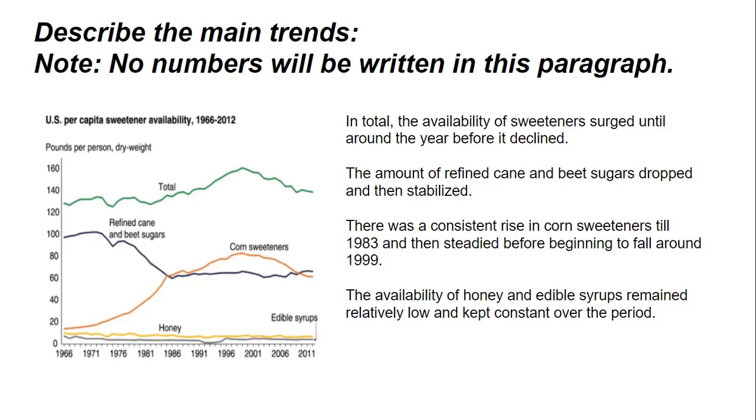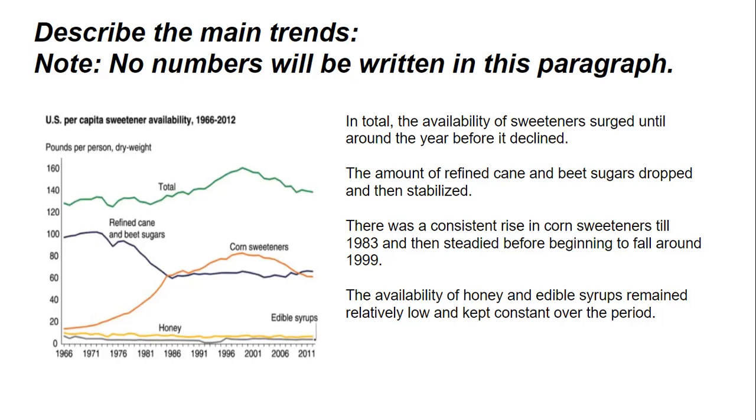We begin. Now see, there are 4 to 5 things that I mentioned here. I'll go line by line. Let's begin from the top. It's total, right? In total, the availability of sweeteners surged till which year? Till 2000 approximately. It's missing here. Until around the year 2000, before it declined. Just a line about all these 4. Then we come to refined cane and beet sugars. First, they dropped till 1986. I'm going slow so that you can see the diagram below. And then they stabilized till the end.